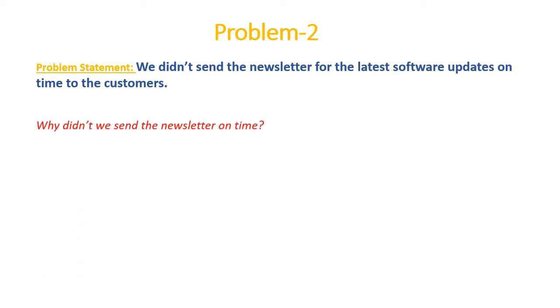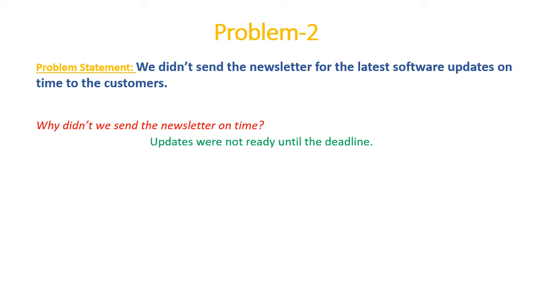So the first is what? First we will ask a question to the problem statement. The problem statement is we did not send the newsletter on time. So the first question is why we did not send the newsletter on time, and the answer is updates were not ready until the deadline. It is quite obvious, if the update is not ready, how will we send the newsletter.